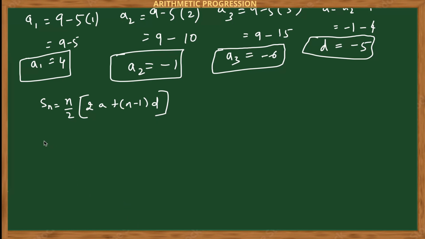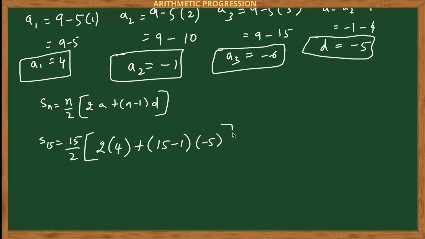So S15, n is 15 here. 15 divided by 2 into 2. What is the value of a? We have the value of a as 4, plus we have 15 as the n value, 15 minus 1. Do we have the value of d? Yes, we have the value of d as minus 5. Okay, 15 divided by 2, 2 4s are 8, plus 15 minus 1 is 14, multiplied by minus 5.